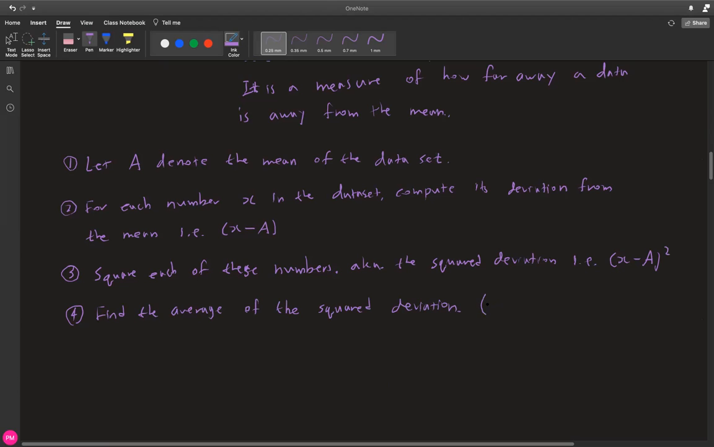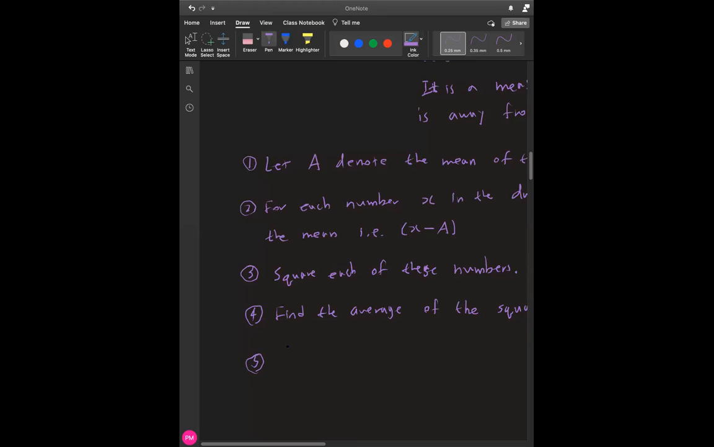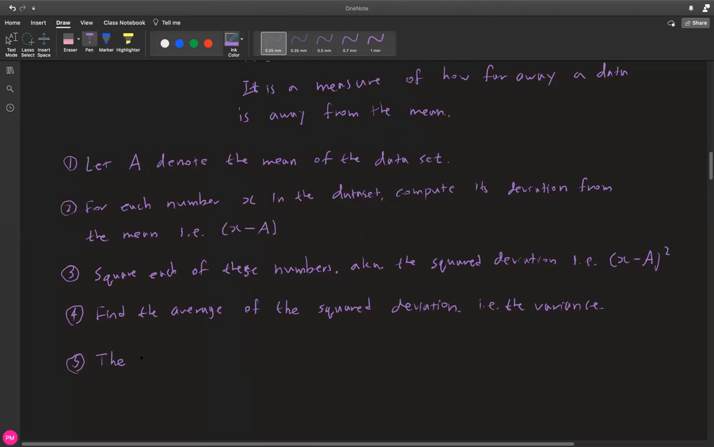And this is called the variance. And lastly, the standard deviation, which I'm going to denote as sigma, is the square root of the variance.